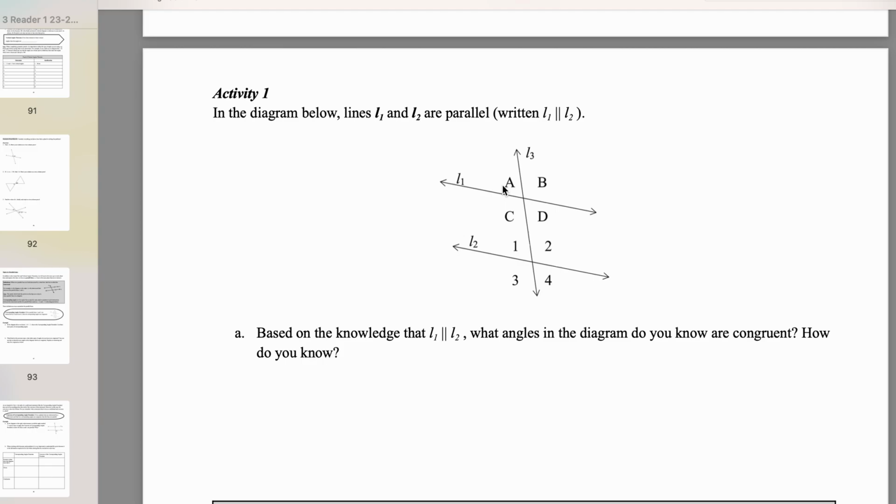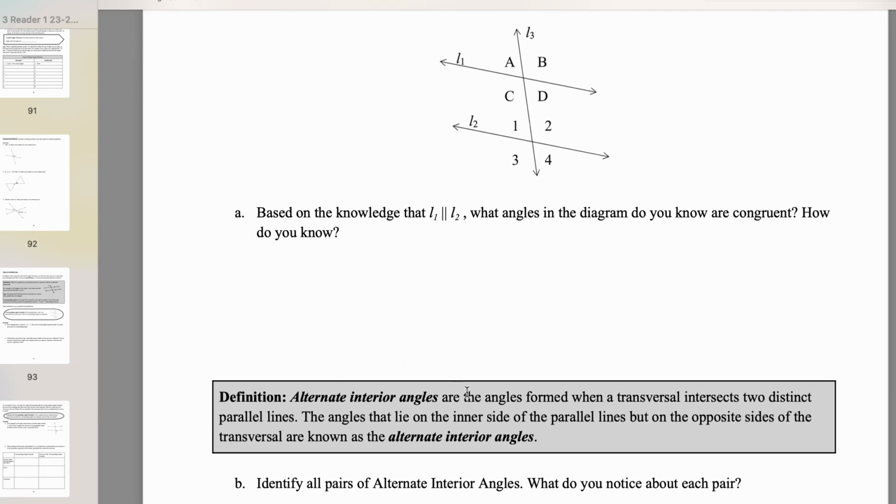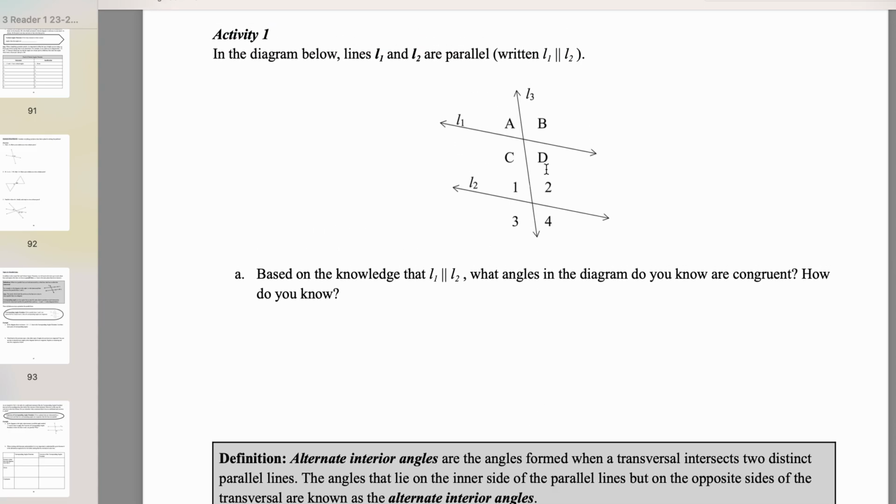So the simple fact of the matter is that if we have alternate interior angles, those are like D and 1. C and 2 are another pair of alternate, that means opposite, and then interior means they're trapped between the parallel lines. Imagine James Bond and two walls closing in to crush him. Those are the interior angles. Outside are the exterior angles.